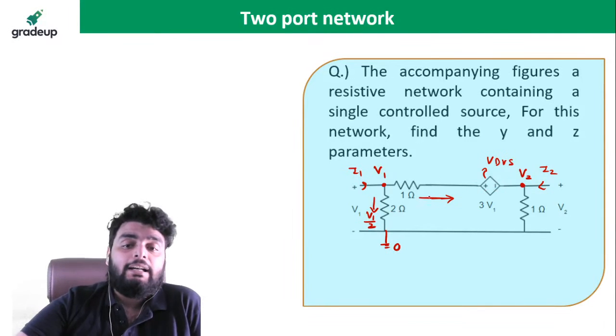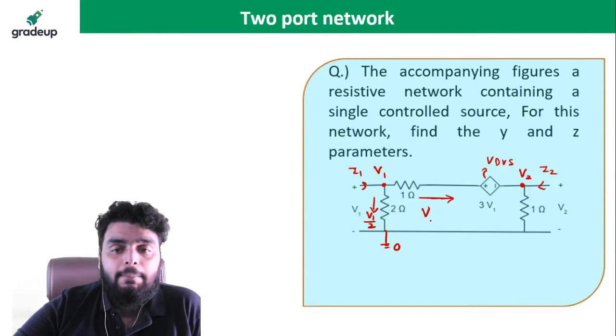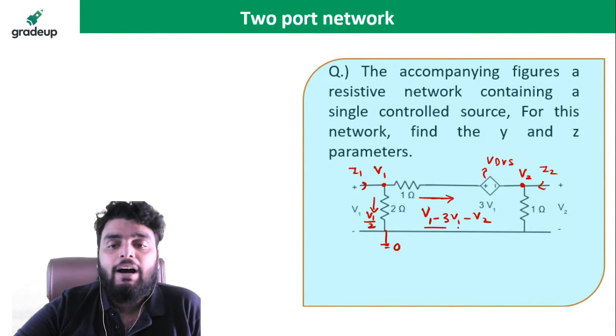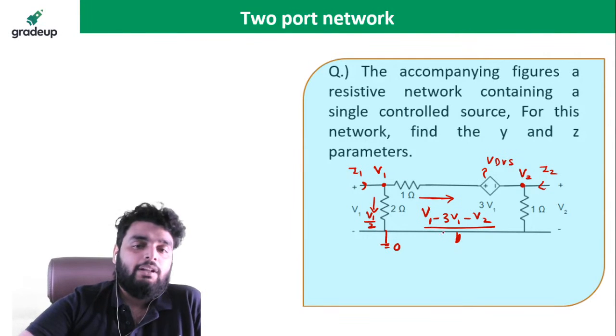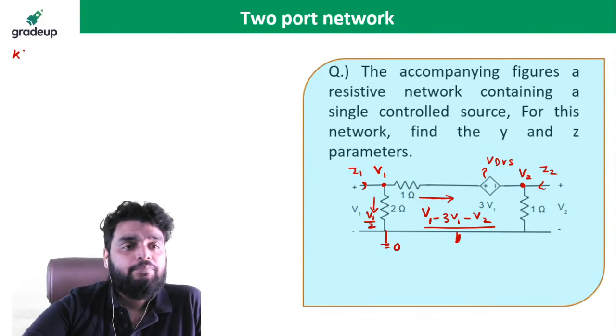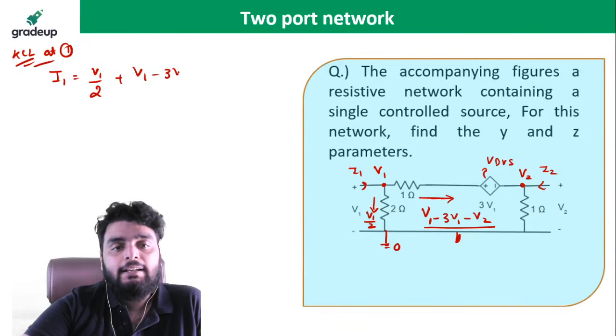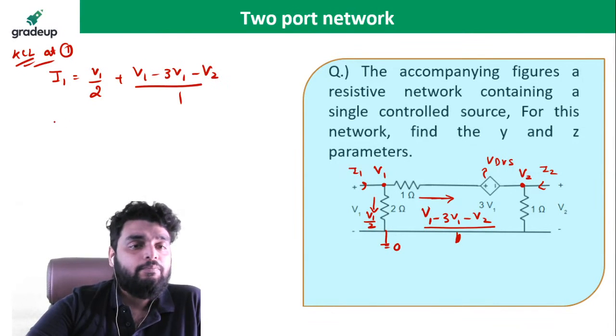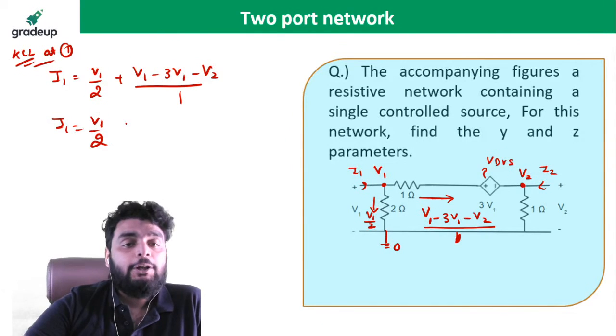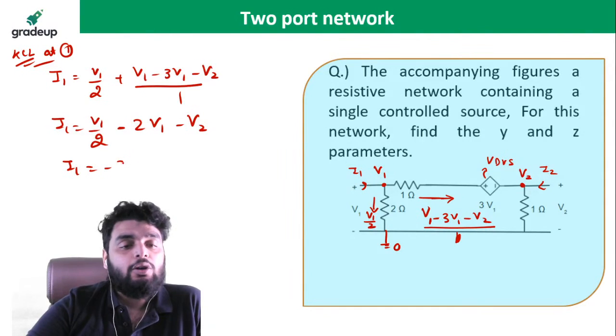What will be the equation of current which flows here? The equation is higher potential minus lower potential divided by the resistance of the path, 1 ohm, right? So now I can write the KCL equation. So write KCL at node 1. If you write the KCL equation here, it will be I1 is equal to V1 by 2 plus (V1 minus 3V1 minus V2) by 1. So I1 is equal to V1 by 2 minus 2 times of V1 minus V2, or I1 is equal to minus 3 by 2 V1 minus V2.